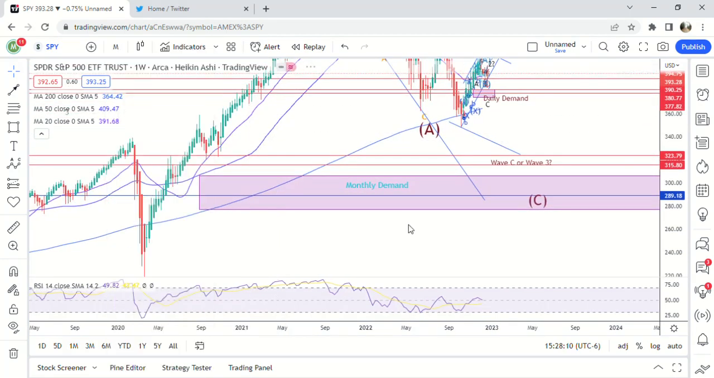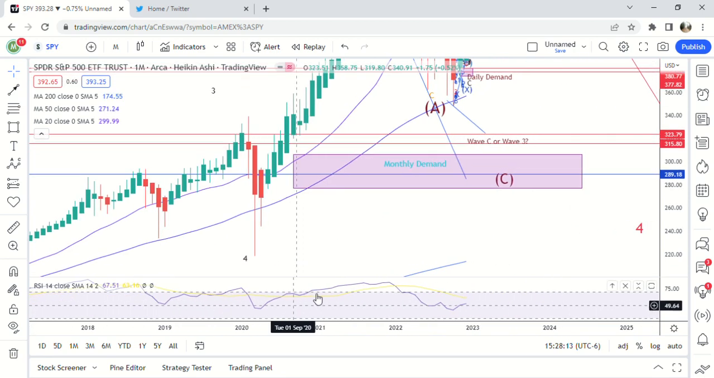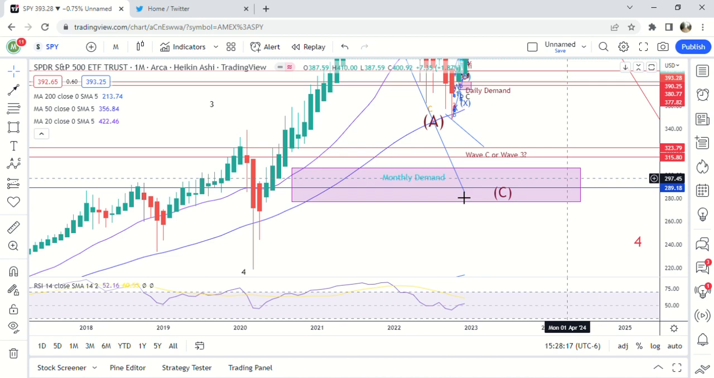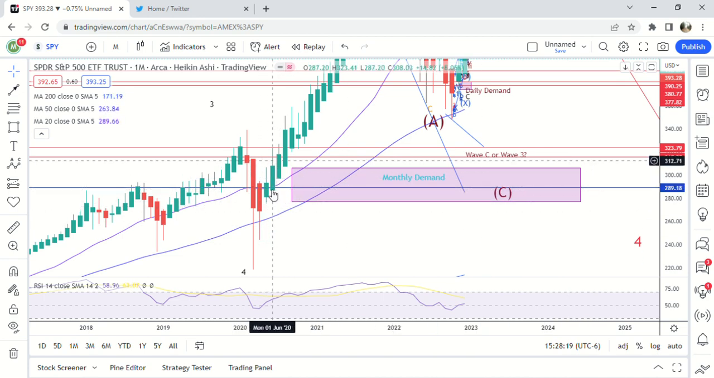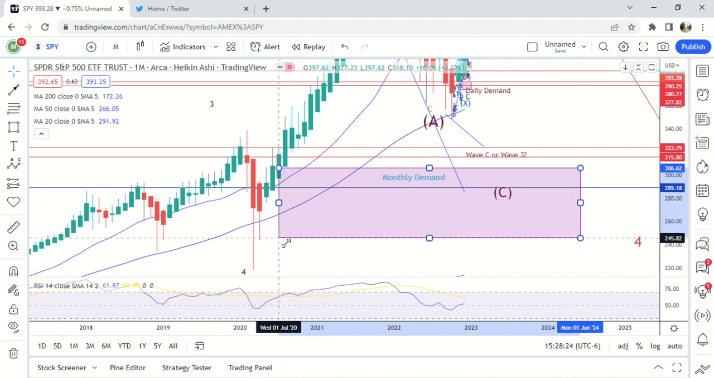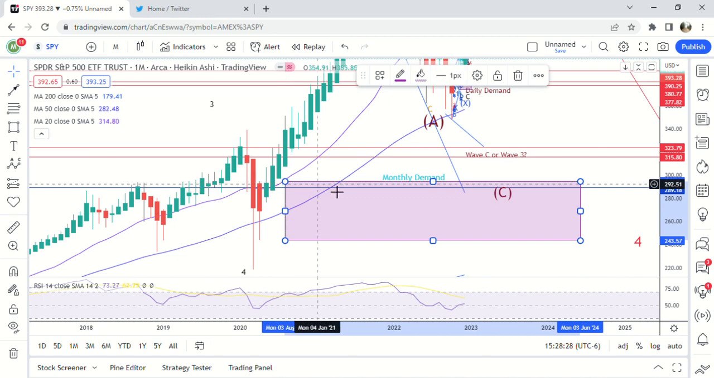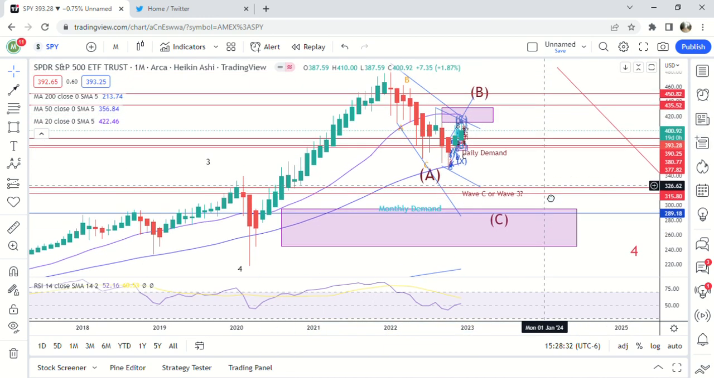Monthly demand is right down here. Where did I get that from? I'm sorry, monthly demand is down here. I don't know why I have this highlighted here. So monthly demand right in there. So we'll see what happens.